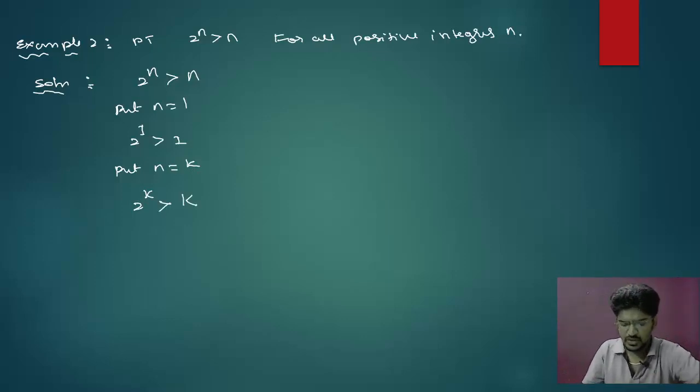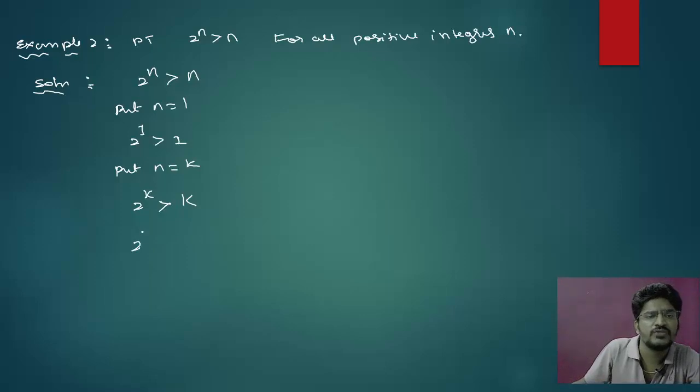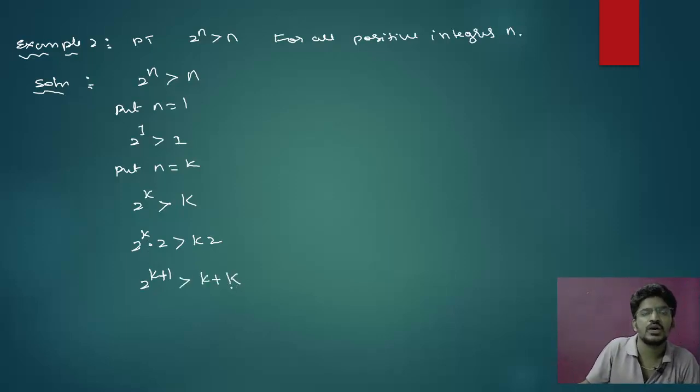Okay. So now you can go for the third step, that is k plus 1. That means I will multiply 2 on both sides. So if I multiply 2 on both sides, what am I going to get? See here, this is nothing but 2 to the power of k plus 1. Because we have to go for n is equal to k plus 1. That's why here n will be equal to k plus 1. That is greater than 2k, which means k plus k. Okay. So now what do we need to prove? In the place of n, we need k plus 1.